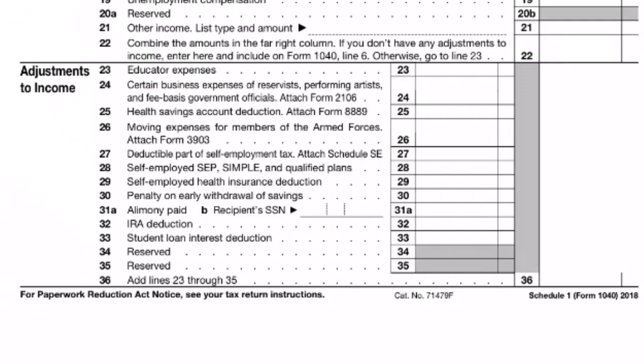The second term you need to know is an adjustment. Adjustments lower the amount of your income that is subject to tax. These also go on Schedule 1. A notable one is the adjustment for contributing to your traditional IRA. This is also where the student loan interest deduction goes, which we covered in a previous video. Adjustments are also called above-the-line deductions because you get to claim them whether or not you itemize your deductions, which we'll get into in a minute.